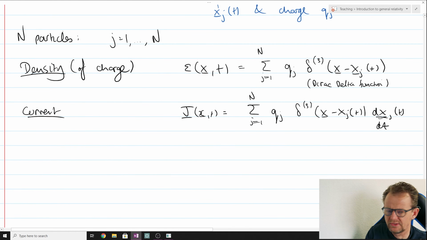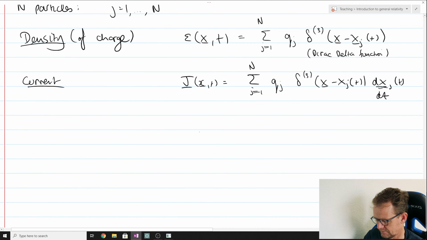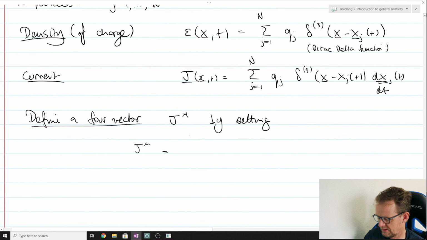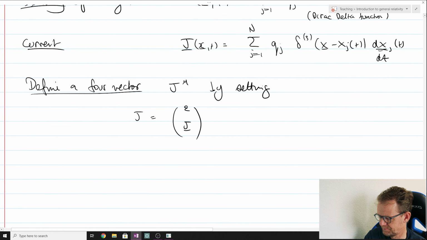Now this is sort of done in a mishmash of 3 vectors and 4 vectors. We can define a 4 vector, and hence this 4 vector will have a chance of being an element of a tangent space. So we can define a 4 vector j mu by setting j mu to be the following vector here. You put the density up the top, in the time-like component, and then you just put the rest of the current vector underneath it.